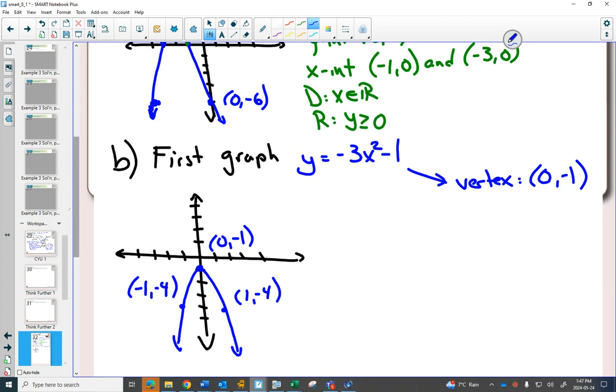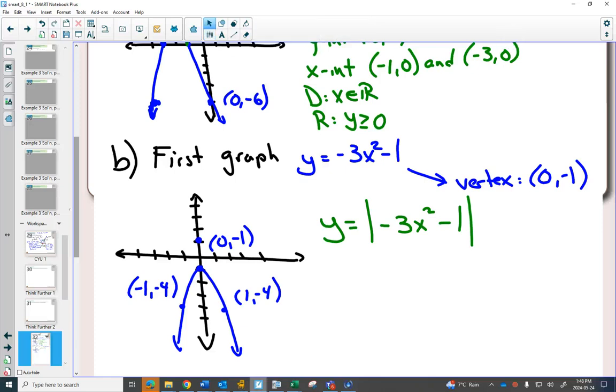And my original parabola looks like this. Do you see that the y values are always negative in the original parabola? So when I do the absolute value, when I go to graph in green, the absolute value of negative 3x squared minus 1, it's going to take this whole part. Oops, that's not green. This one is going to become 0, 1. 1, negative 4 is going to become 1, positive 4. And it's going to flip the whole thing up as a result.